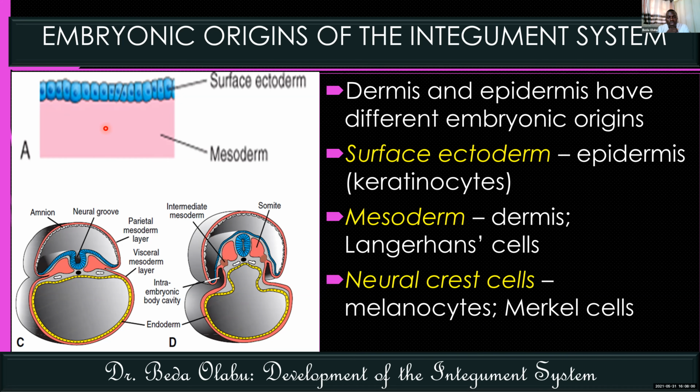Neural crest cells also have a role. The neural crest cells give rise to melanocytes of the skin, which are also cells of the epidermis, as well as the Merkel cells of the skin, the mechanoreceptor cells of the skin.